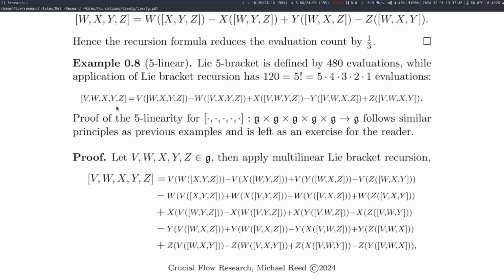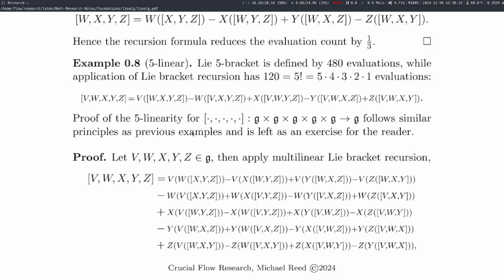And as with the principle of the multilinear Lie bracket recursion formula, which I proved here at the beginning, the 4 bracket can be recursively obtained in terms of the 3 brackets, and the 3 brackets can be recursively obtained in terms of the 2 brackets, and so forth. So it reduces the number of evaluations by a quarter. So we have 1/4 of the evaluations by applying the multilinear Lie bracket recursion.